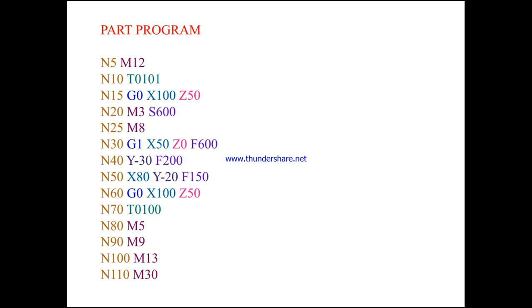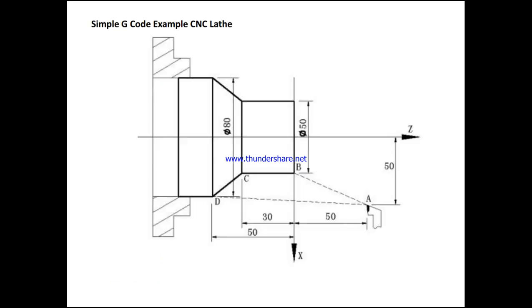In the same way, N60 G0 is the rapid retract to point A. It moves rapidly towards point A. So after doing this, it moves to point A, where X is 100 mm and Z is 50.